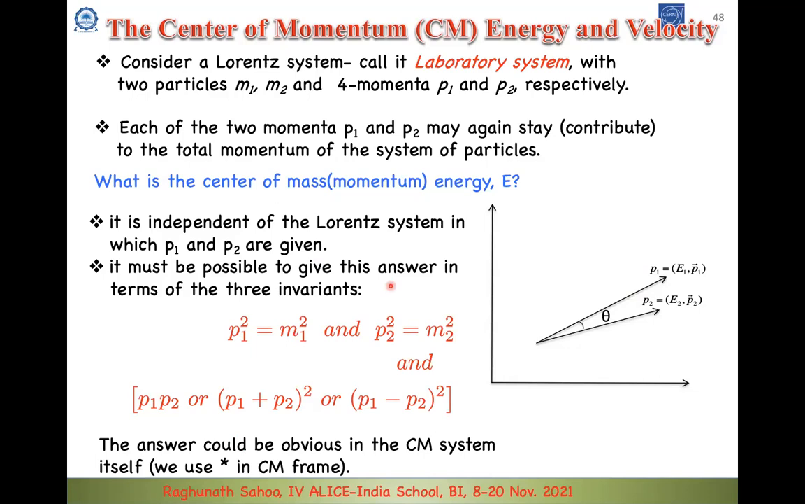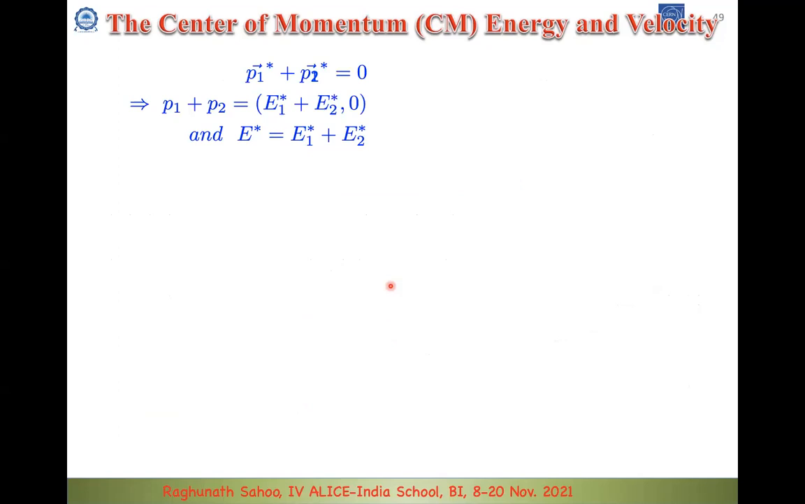Okay, and keep in mind I will always use the star asterisk as the superscript when I talk about any variable in the center of mass frame. Good. Since I am in the center of mass frame, my P1 3-vector plus P2 should be 0. That is the definition of center of mass. So if I calculate P1 plus P2 4-vector, this will be written component wise as E1 star plus E2 star, and the spatial component is 0.